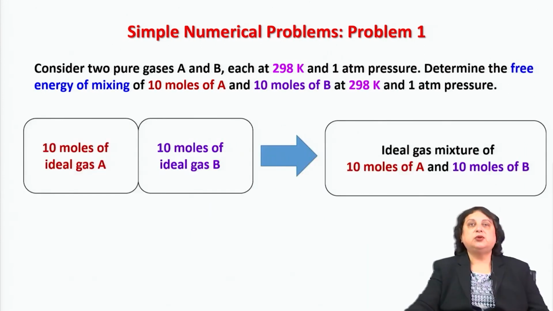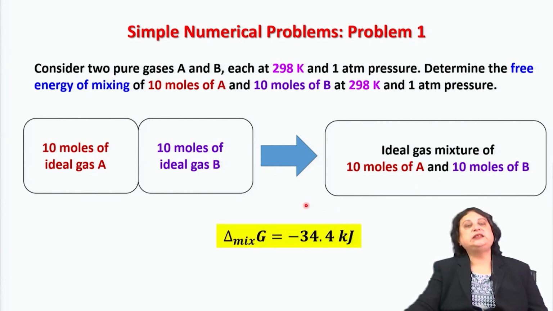Therefore, in this particular problem, what we have done is we have taken this process, in which in the initial equilibrium state I had 10 moles of the pure ideal gas A and 10 moles of pure ideal gas B separately maintained at 298 Kelvin and 1 atmospheric pressure. Then I allowed them to mix, leading to an equilibrium ideal gas mixture containing 10 moles of A and 10 moles of B. And I find that the free energy of mixing in this process is minus 34.4 kilojoules.